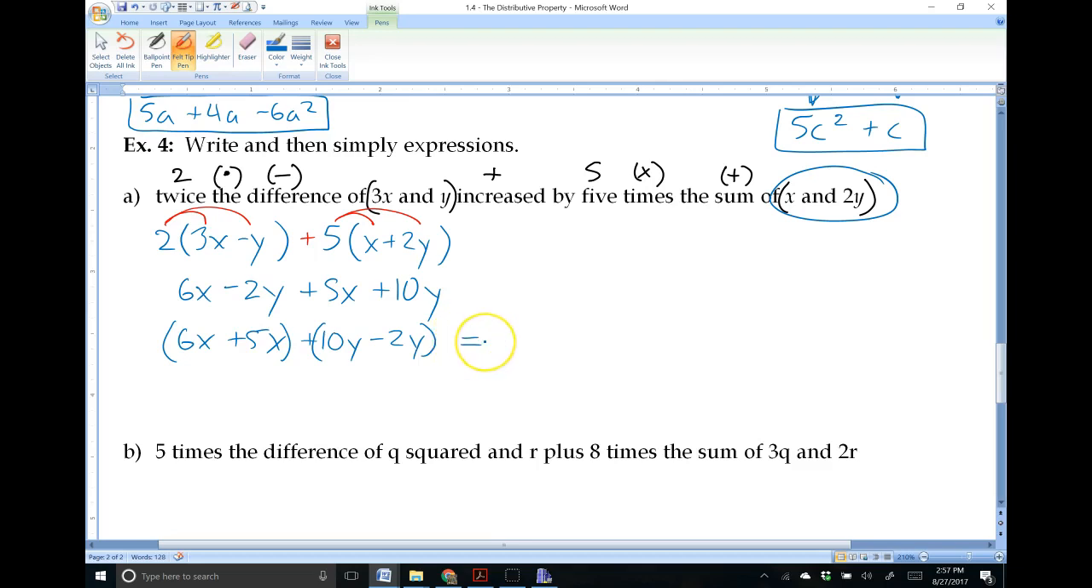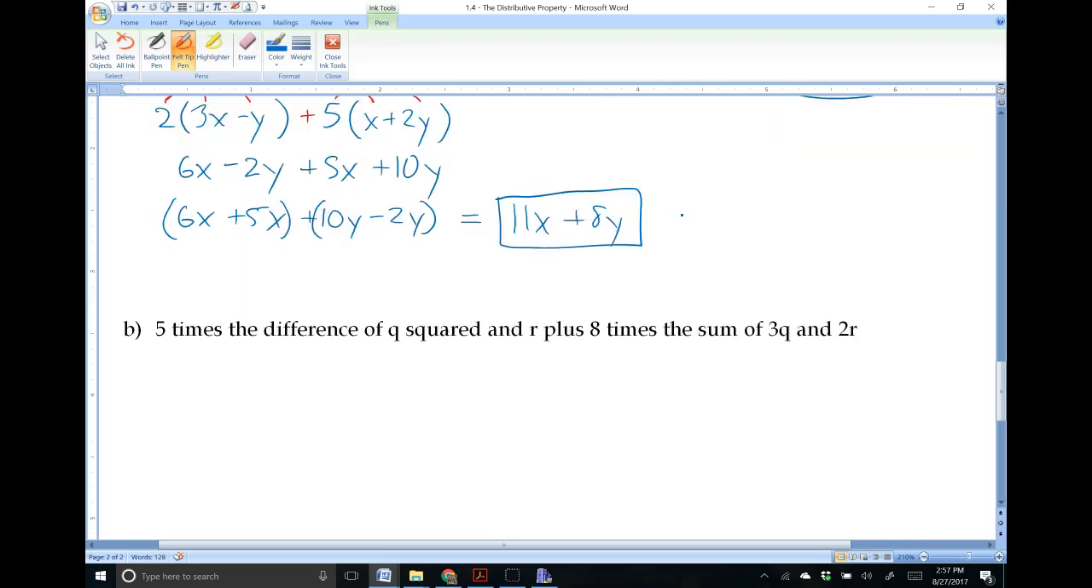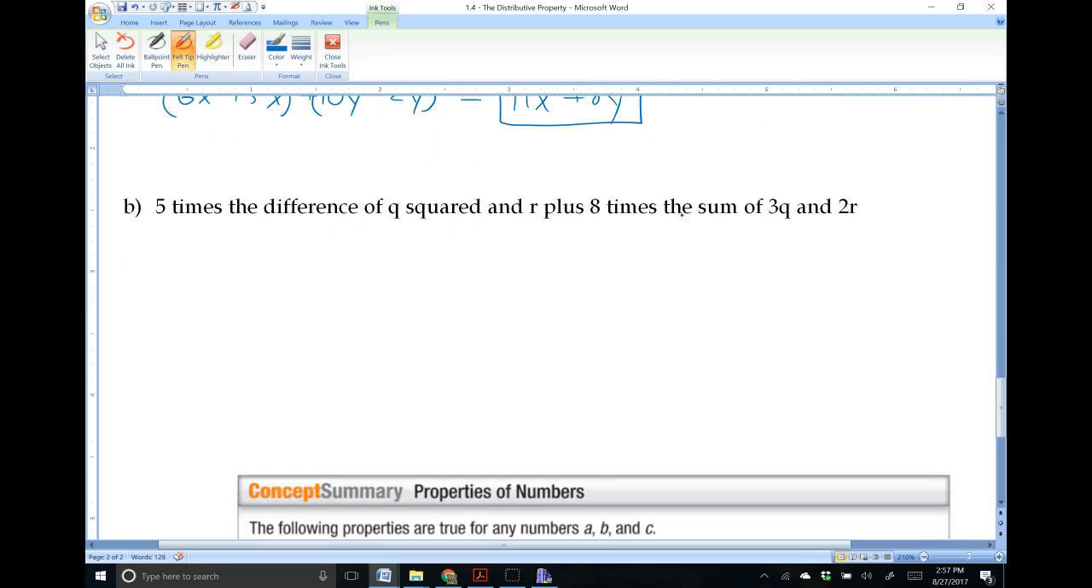So let's add up all the x's here. I got 6 of them, then I got 5 more. Therefore, I have 11x. Okay? I have 10y, and I got minus 2y. So this is going to be positive 8y. I hope this was not too bad. I hope I explained this well enough. So, I want you guys to try B. Give it a shot, please. Go ahead and pause it.